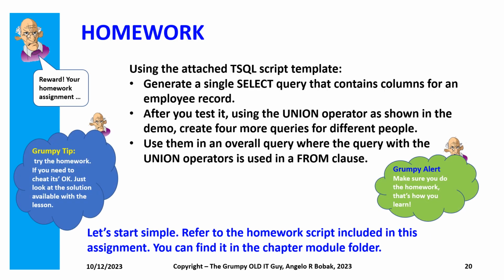Let's start out with a simple and easy assignment. Using the attached T-SQL script template, generate a single select query that contains columns for an employee record. After you test it, using the union operator as shown in the demo, create 4 more queries for different people. Use them in an overall query where the query with the union operators is used in a from clause. It's okay to refer to the demo script to cheat in case you get stuck. What's important is that after you successfully finish the homework, you understand how to code this type of query.